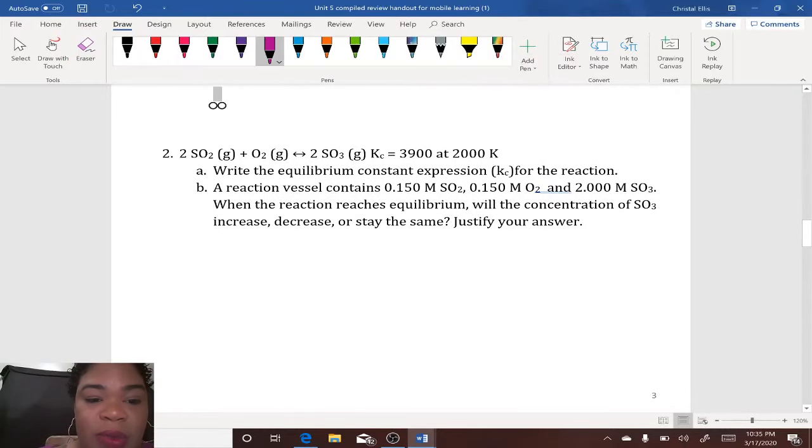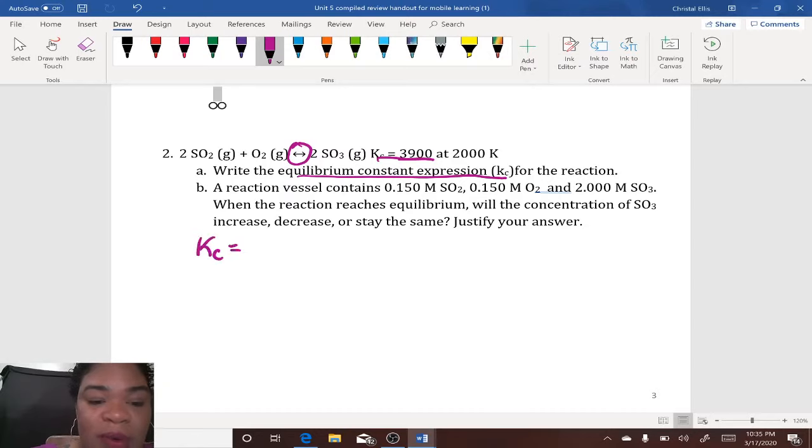We have 2 SO2 gas plus O2 gas that produces 2 SO3. Well, this is at equilibrium, so it's a reversible reaction. At the same time that you're making reactants, you're making products. Kc is equal to 3,900 at 2,000 K. Very high temperature. Very important information here. Write the equilibrium constant Kc for the reaction.